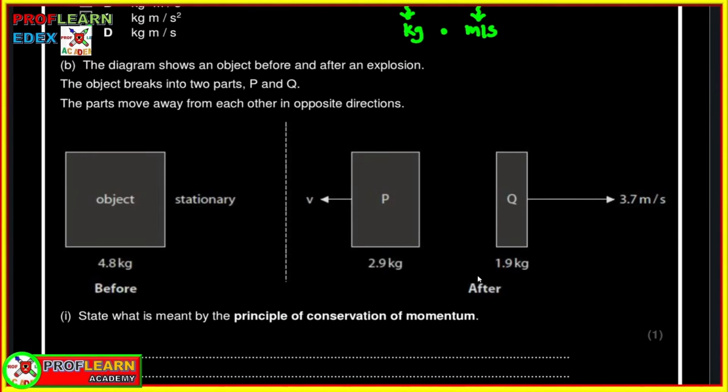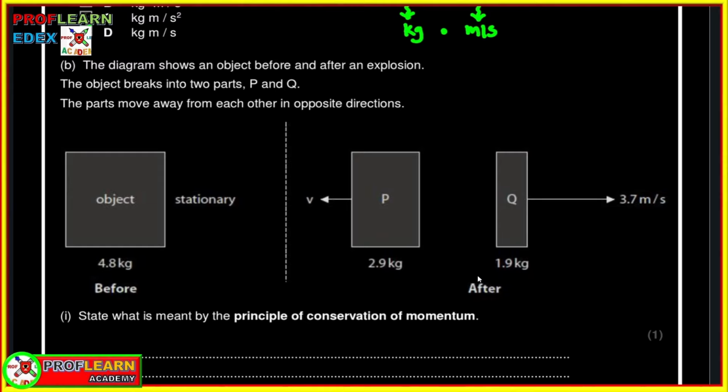Next, you need to know how to work out questions to do with collisions, bodies which are colliding, and also explosions. In this case, we have an explosion, meaning that particles are separating. If P and Q are separating and moving in opposite directions, we say that the initial momentum is 0.